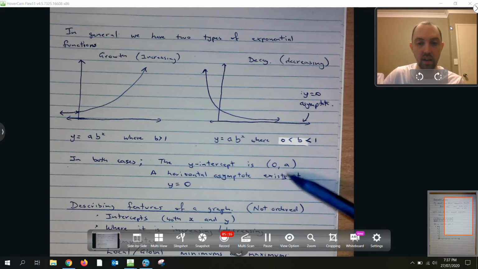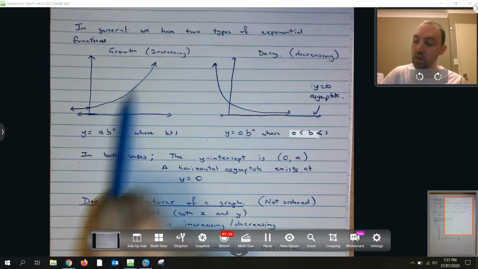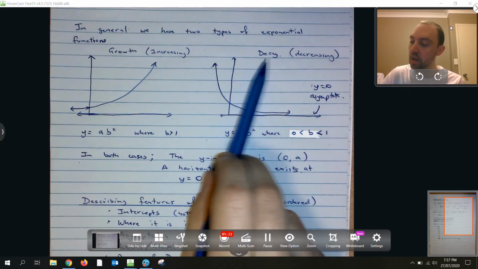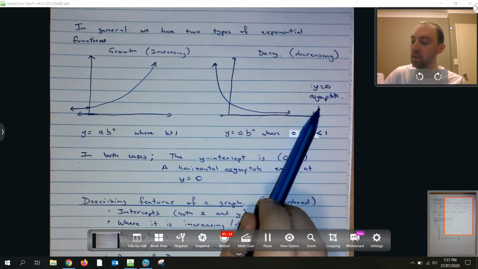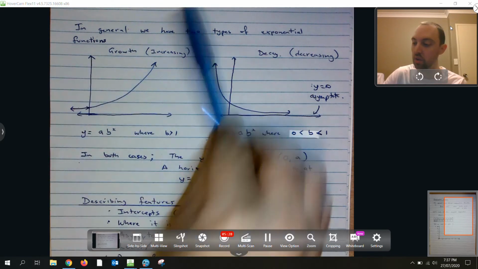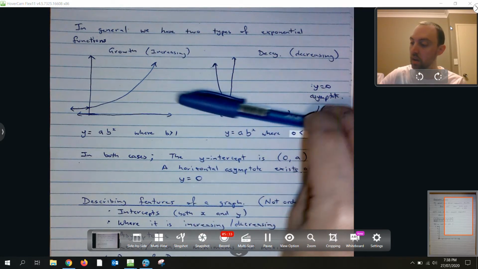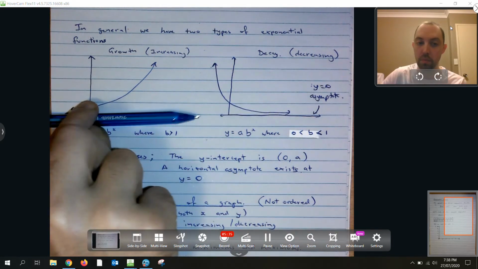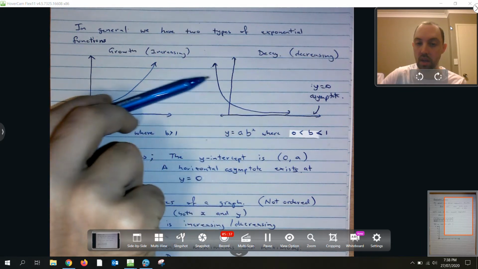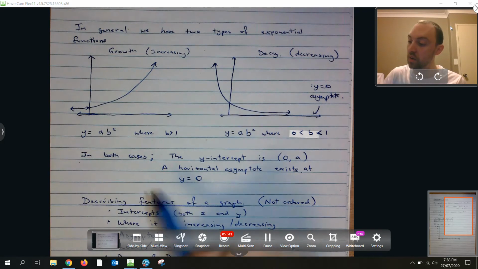I detail it a little bit down here. Anyways, growth increasing constantly, decay decreasing constantly. That rate of change, that slope, would be gradually decreasing with the decay, but it would be gradually increasing, that curve, increasing as it goes around.